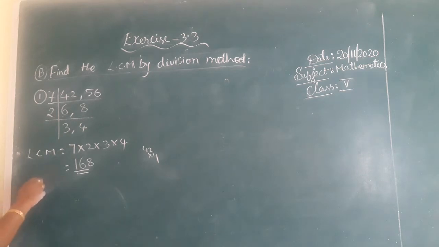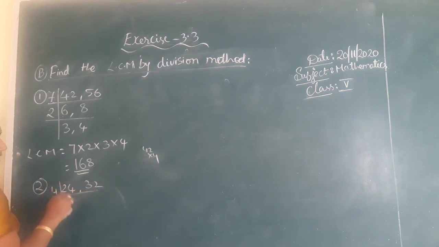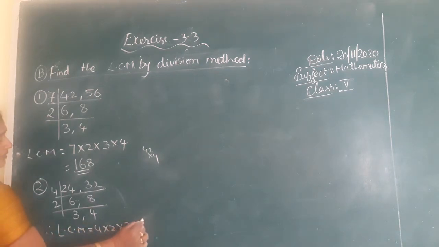See the second one, 24, 32. You can see these two numbers in 4 table. 4 6s are 24, 4 8s are 32. Again these two are divisible in 2 table: 2 3s, 2 4s. So LCM equal to 4 into 2 into 3 into 4. 12 8s are 96. 96 is the LCM.